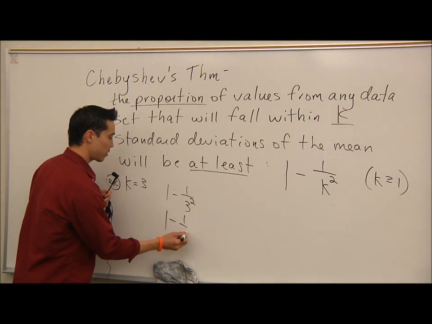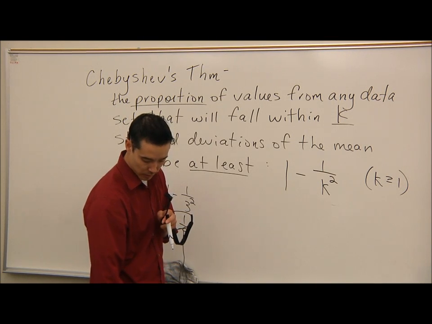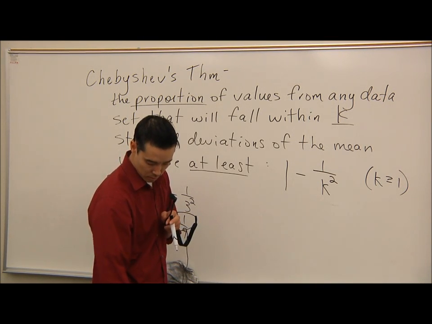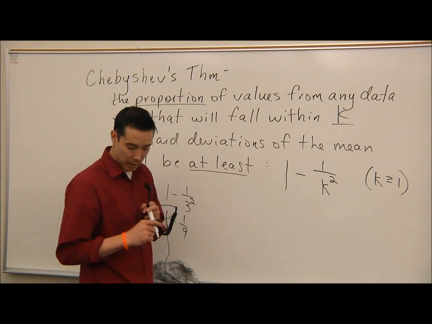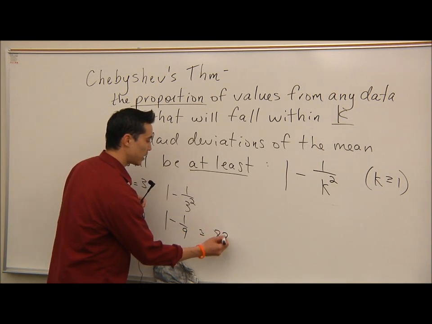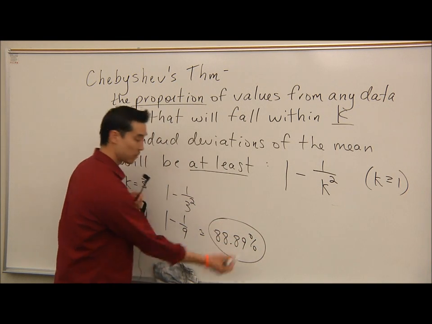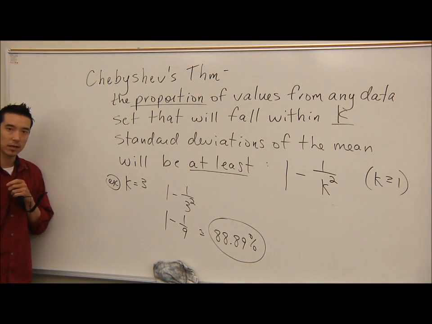1 minus 1/9. Okay, so in our calculators, 1 minus 1/9 is approximately 0.88, and the 8 repeats, right? So we're looking at approximately 88.89%. That's how Chebyshev's theorem works, okay? So for any data set you give me, the percentage that will fall within at least 3 standard deviations of the mean will be at least 88.8%. Okay?